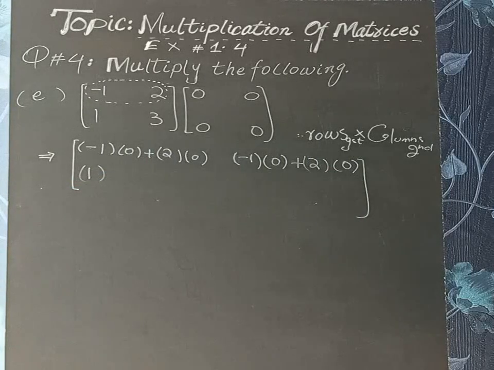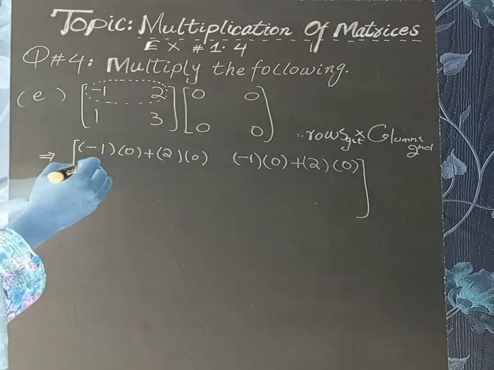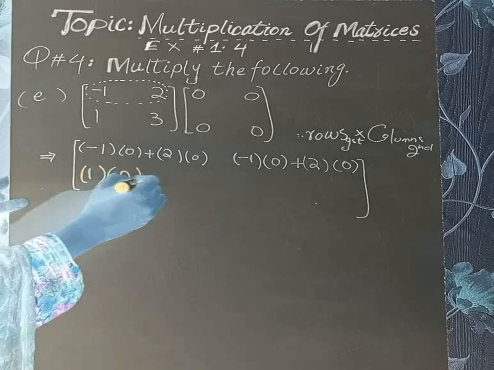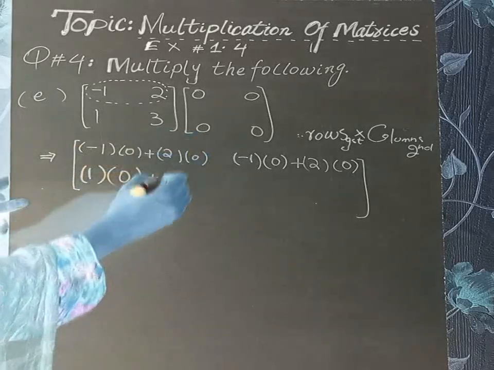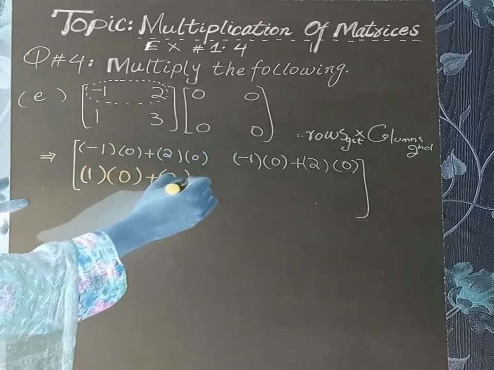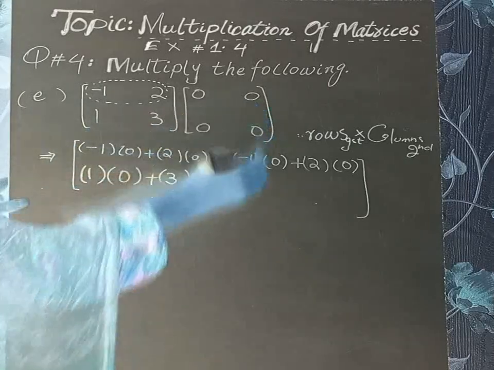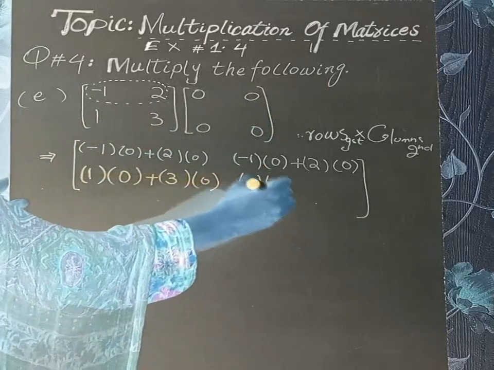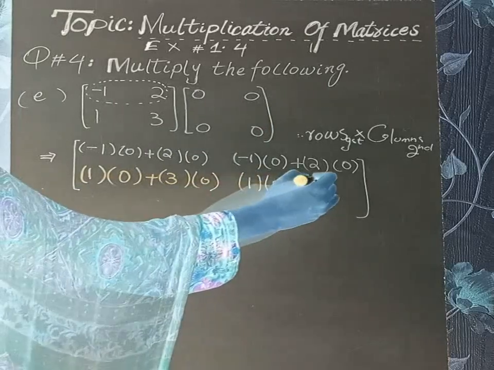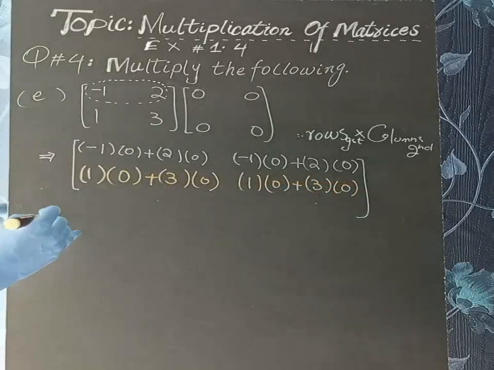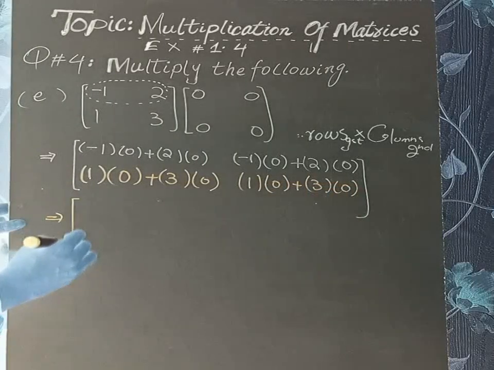1 into 0, then 1 into 0 plus 3 into 0. Second row, 1 multiplied by 0 plus 3 into 0. Now we are going to simplify this.